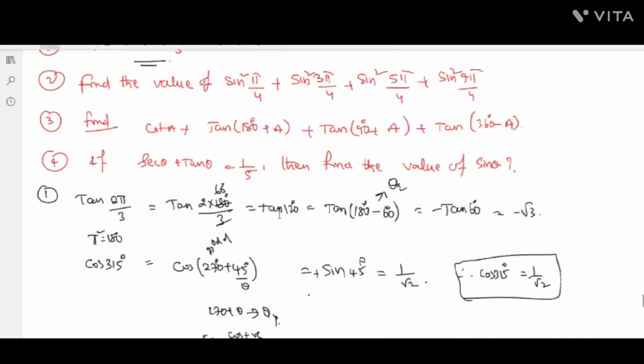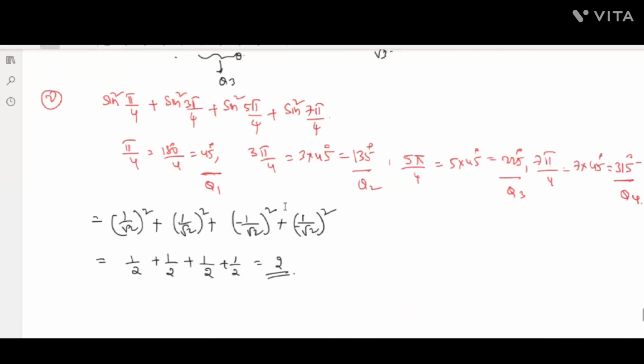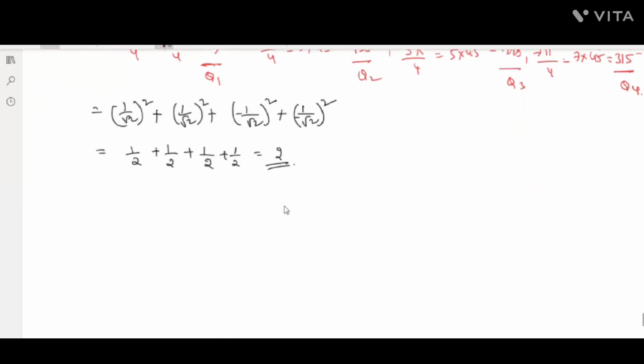The third question is to find cot A plus tan of 180 plus A plus tan of 90 plus A plus tan of 360 minus A.